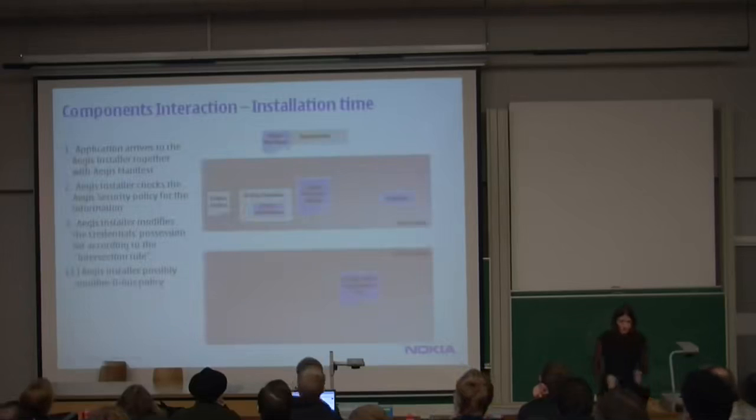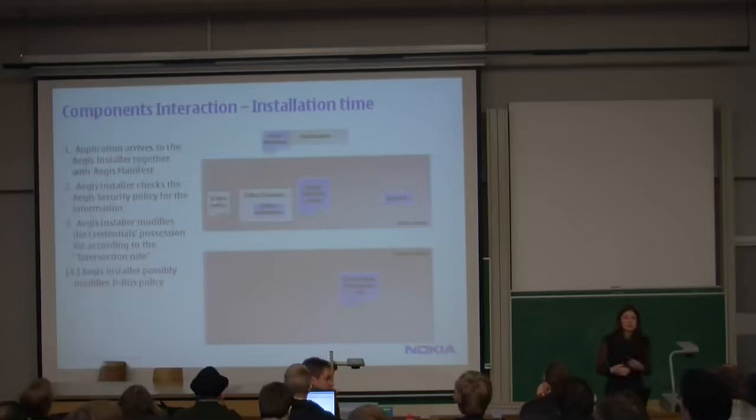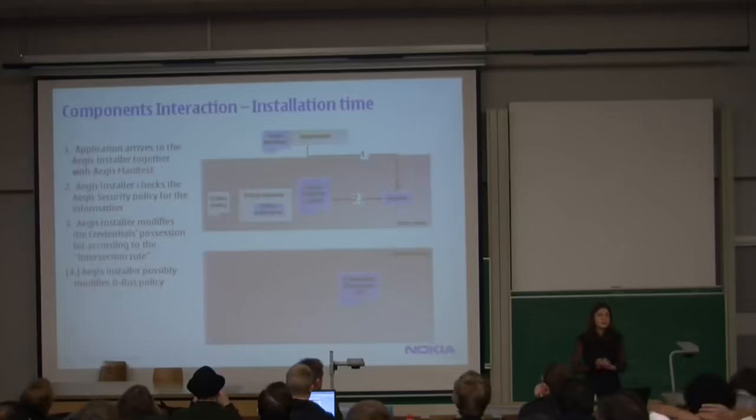And now let's take a look at installation time, so how the components interact with each other, and how the application at the end gets the runtime credentials. The application arrives at the installer together with the Debian package and the Aegis manifest. The installer consults the Aegis security policy to get the allowed set of credentials for that software source, because it can determine the source of this application.